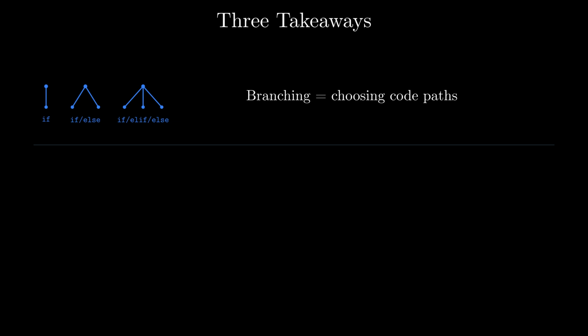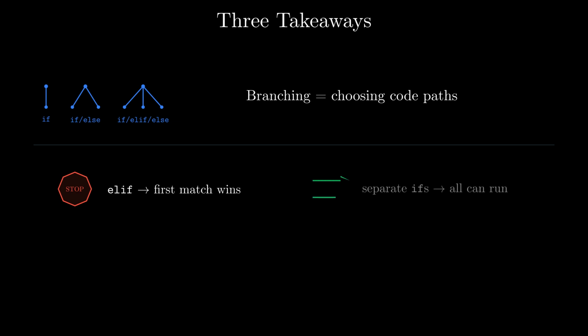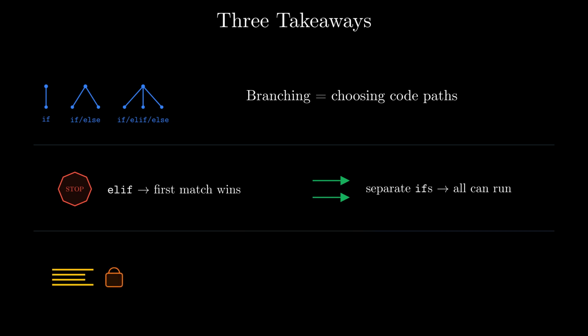3 takeaways. First, branching lets a program choose which code to run based on conditions. If for a single check, if else for 2 paths, if elif else for many. Second, elif chains execute only the first true condition, while independent if statements can all fire. Third, indentation defines which code belongs to each branch. In Python, indentation is syntax, not style.